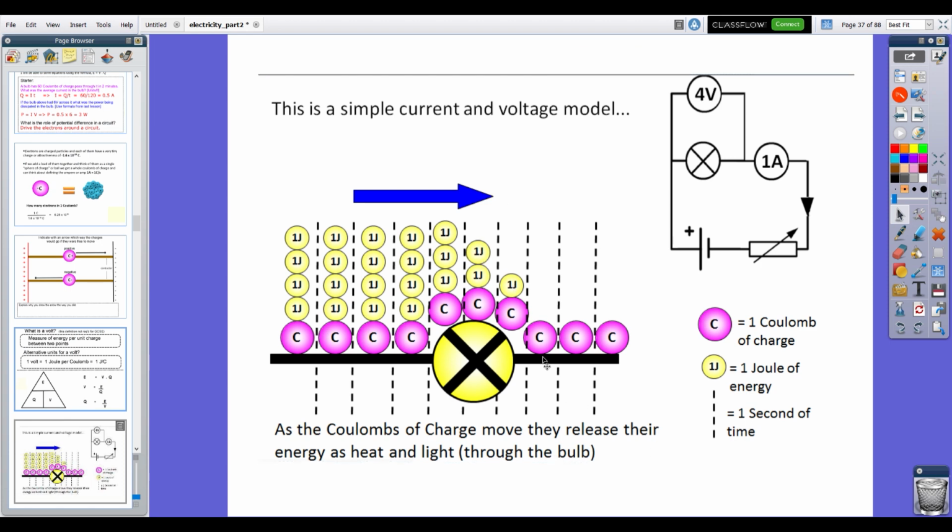And when it gets onto the other side of the bulb, can we see what's happened to the coulomb? Well, the coulomb's exactly the same. The electrons, in effect, are all exactly the same. They've just lost their energy. What's the energy difference between the start and the end? It's 4 joules per coulomb here, 0 joules per coulomb here. So it's 4 joules per coulomb. It's what we call a potential difference. 4 joules per coulomb. 4 volts.